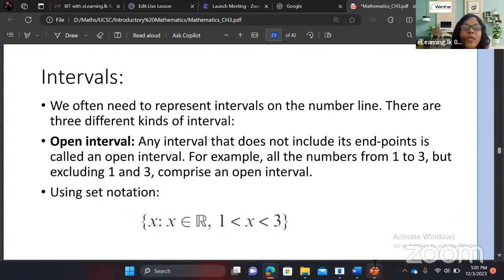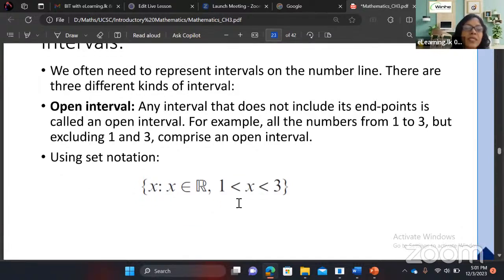If it is an open interval, then we represent it only with the round brackets, right? If it is open, then the equal sign will not come into the inequality. So if it is an open interval, that means x belongs to real numbers and x is greater than 1 as well as less than 3. But it will not equal 1 or 3. x cannot be equivalent to 1 or 3.